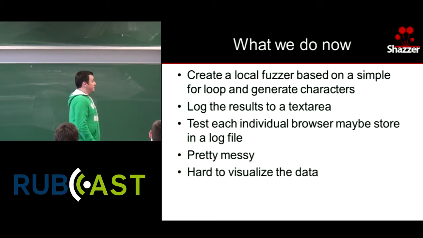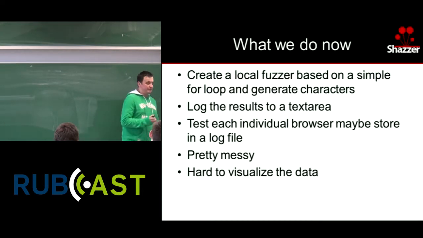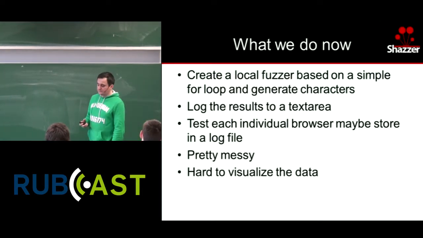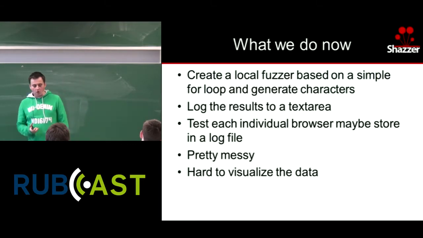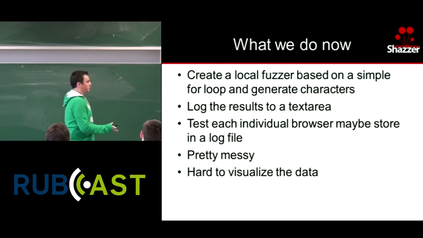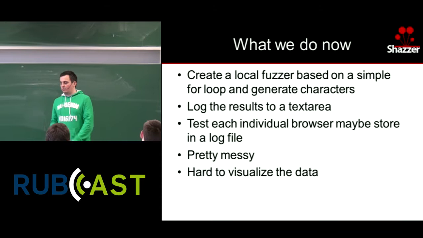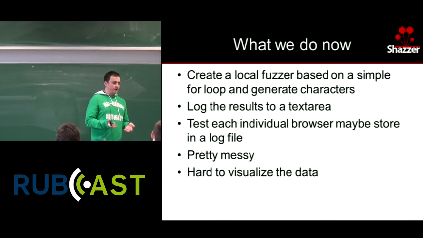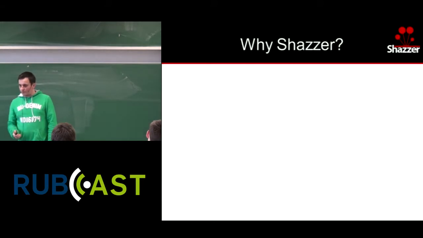It's a pretty messy way to do it. It's hard to visualize the data too. One of the problems with behavioral-based fuzzing is, how do you show that data? So if this attribute allows these characters before it, do you just put them all in there? What if it's a new line? How do you display that? It's quite hard work.